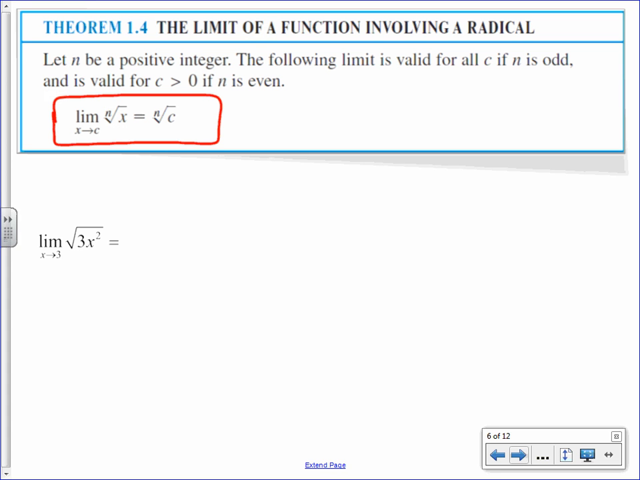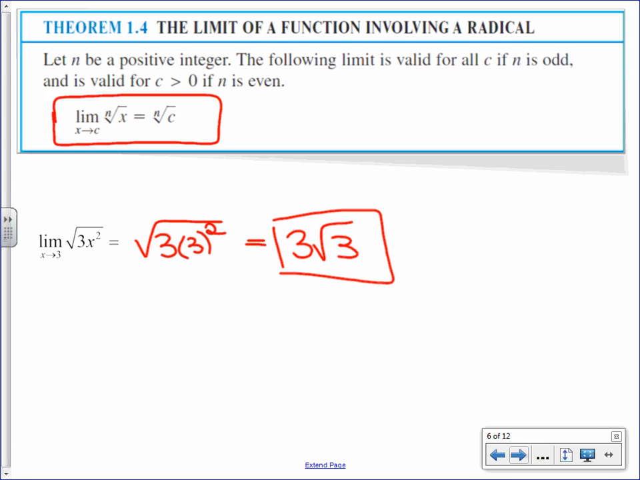So here we have the limit as x approaches 3 of radical 3x squared. All we have to do is direct substitution, 3 times 3 squared. And what would you give me for an answer? Answer is 3 squared. Just 3 radical 3. There's no plus or minus. We're not solving, we're just simplifying. So direct substitution works when we have radical equations, polynomials, and rationals where our denominator is not 0.